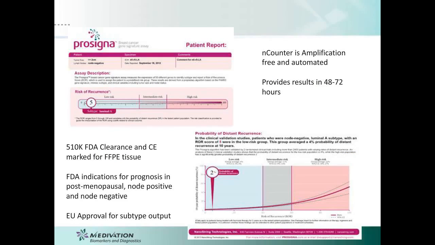The result of all this work is the Prosigna test, which is an amplification-free and automated protocol that can turn around samples in 2 to 3 days. It has 510K FDA clearance and is CE marked for FFPE tissue, and produces reports like you see here to generate the risk of recurrence scores.